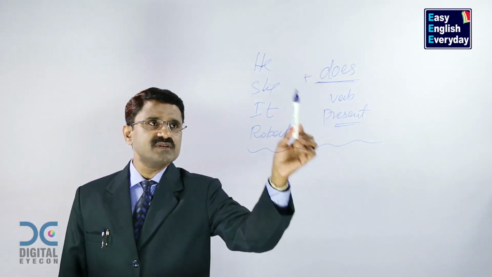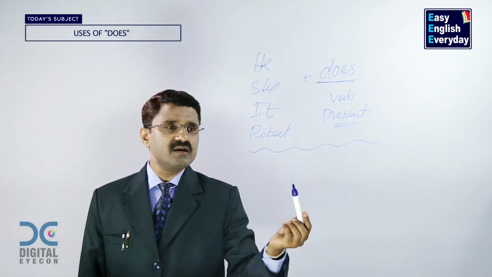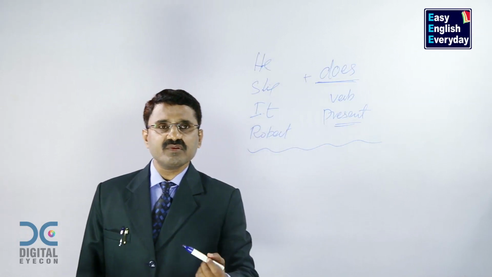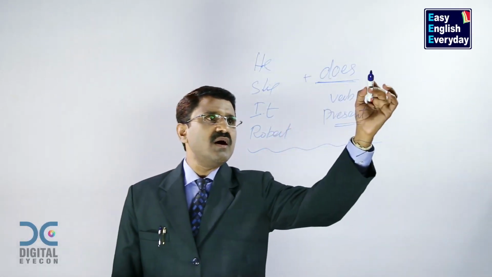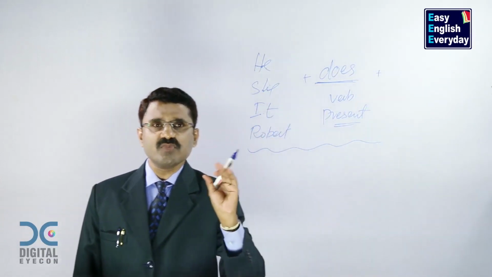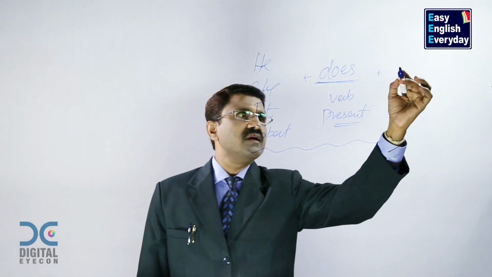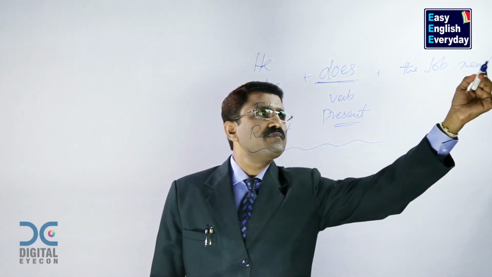Does indicates present tense, used by four kinds of subjects: he, she, it, and any singular living or non-living thing's name. Now, how can I make sentences? After this, if you keep a noun, it becomes one small sentence. For example, he does the job neatly.